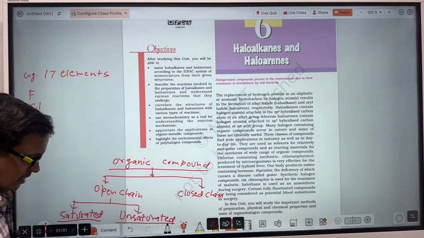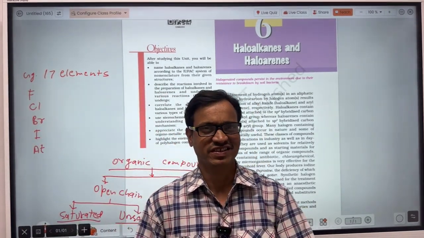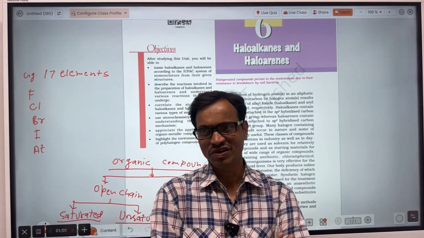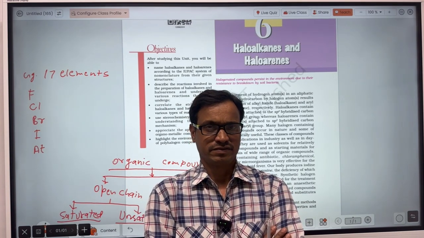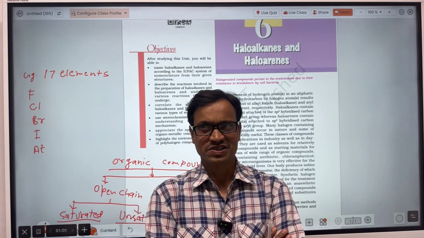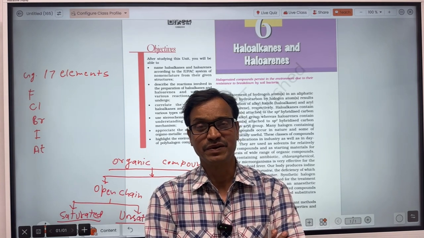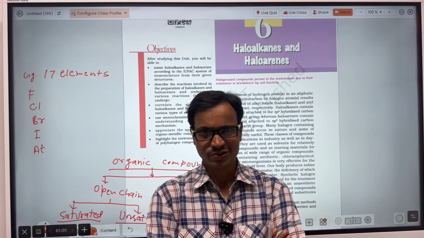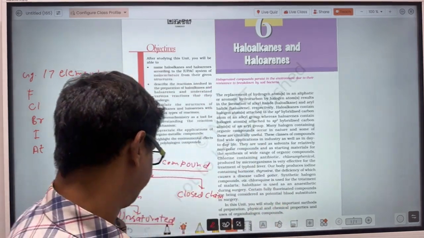And if there is a double bond or a triple bond, that means if in the compound there is a pi bond also, then that compound will be called unsaturated. Saturated means between all the carbon atoms there is only sigma bonding, and unsaturated means the carbon atoms are not only bonded by sigma bonds, but there is a pi bond also somewhere. So that will be called unsaturated.